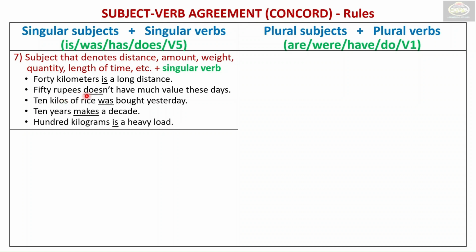50 rupees doesn't have much value these days. 10 kilos of rice was bought yesterday. 10 years makes a decade. 100 kilograms is a heavy load. You know, these all are subjects that denote either distance or amount or weight or quantity or length of time. And these subjects are regarded as singular subjects and we have to use singular verb with them.